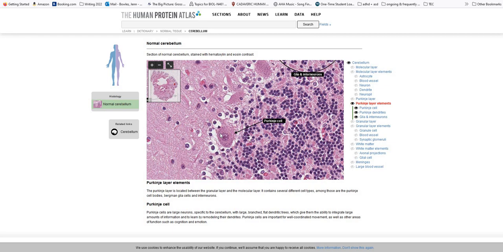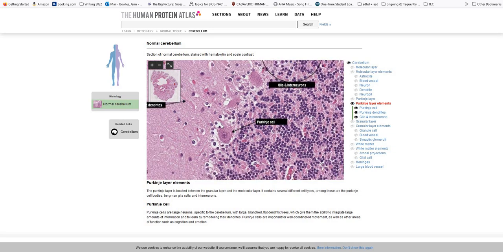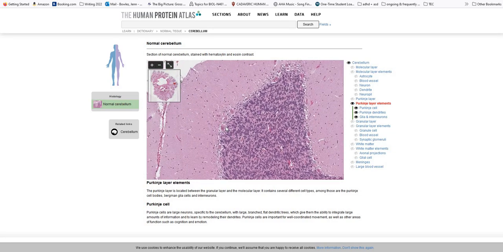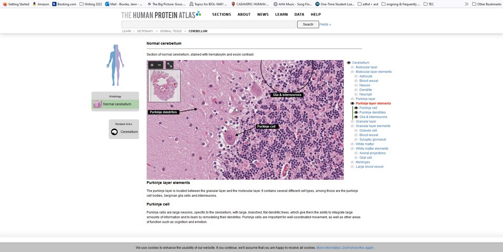So the main thing to know here is these guys are going to help regulate motor control. And the way to find them is to find this gray versus white matter border and then zoom in on your microscopes. So those are going to be our Purkinje cells.